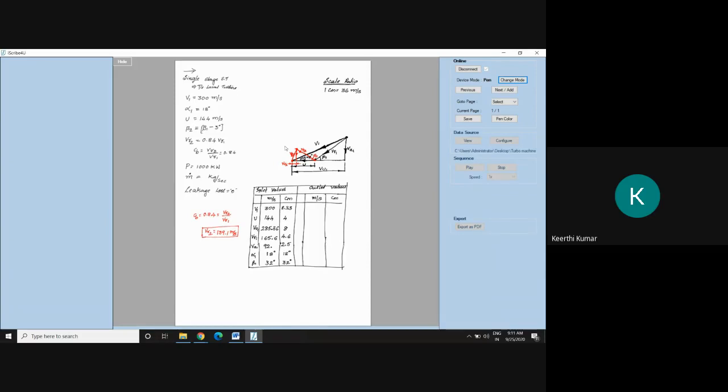Shall I draw this figure once again? Yes, sir, only the outlet triangle part. Okay, only the outlet part. I will draw once again with a bigger sheet, in the next sheet.